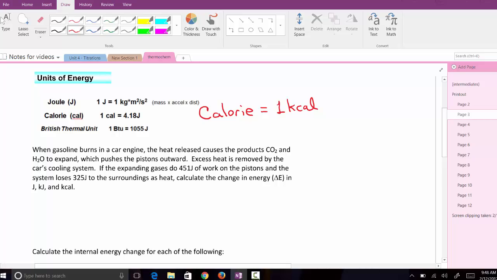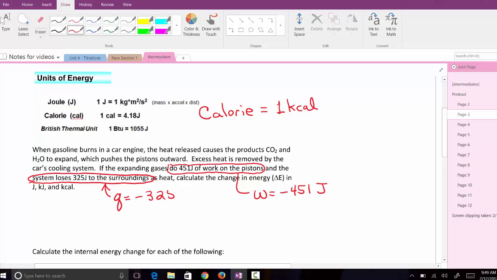So here it says, if the expanding gases do 451 joules of work on the pistons. That phrase right there implies that the system is doing work. So from that, we would say my work is going to be equal to negative 451 joules. And then it says the system loses 325 joules to the surroundings. So that means that my heat is going to be negative 325.